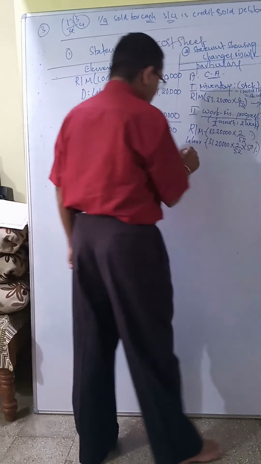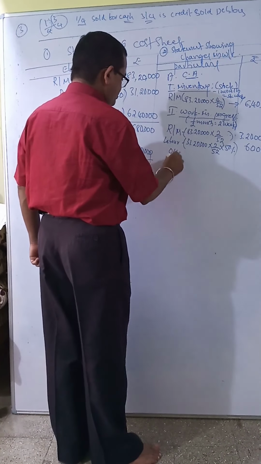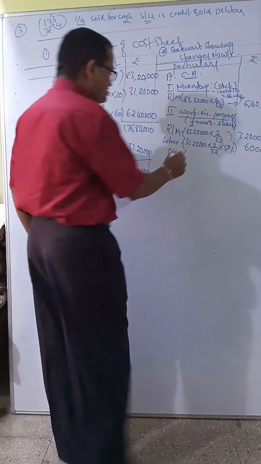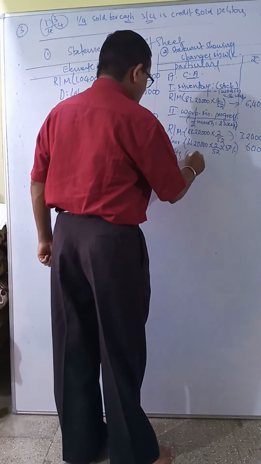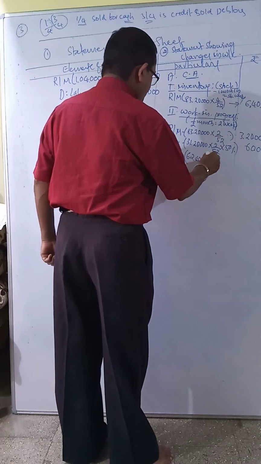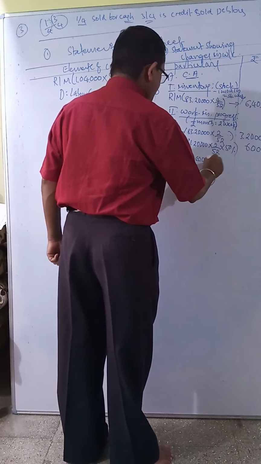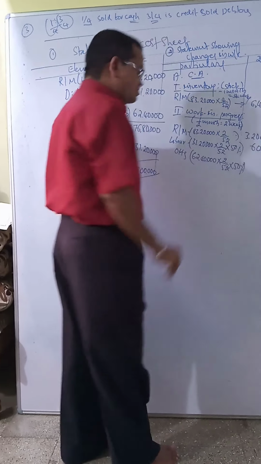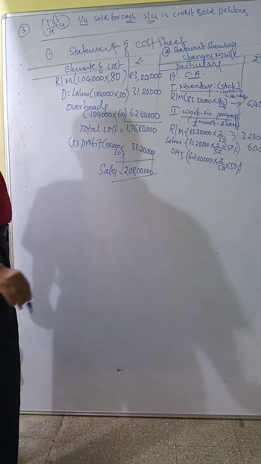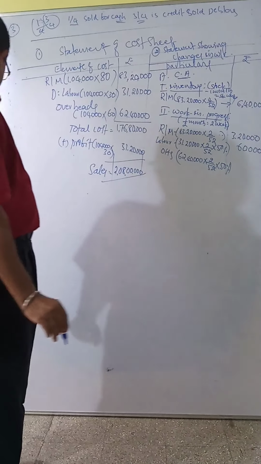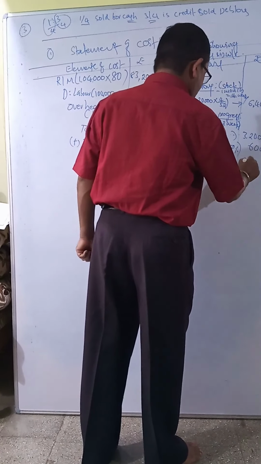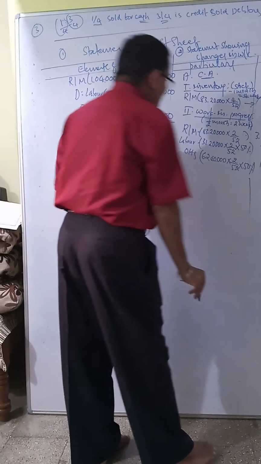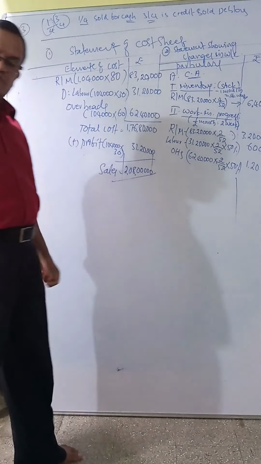Labor is 60,000. Next, overheads. Here the overheads cost is how much? 62 lakh 40,000 into 2 by 52, again 2 weeks, into 50%. Overheads are also assumed to be 50% complete. So we'll get 1 lakh 20,000. So these come under work in progress.